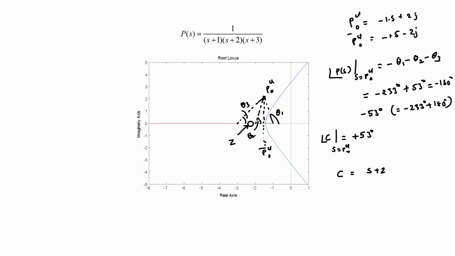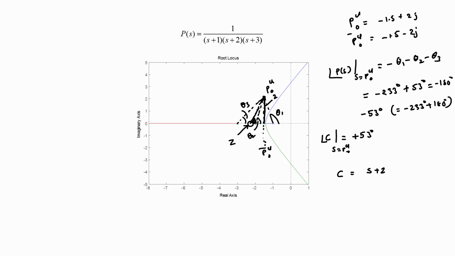Then I choose this point Z in such a manner that the angle subtended by this point Z at the point PCL naught, which is given by this particular angle here, which I am shading here for the sake of clarity, should be equal to plus 53 degrees. Now, I know what PCL naught is. PCL naught is minus 1.5 plus minus 2j. So, its height from the real axis is essentially 2 units.